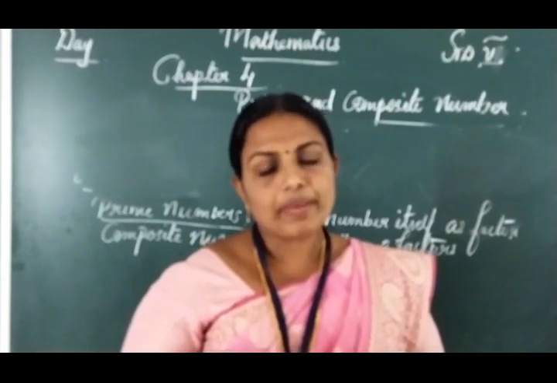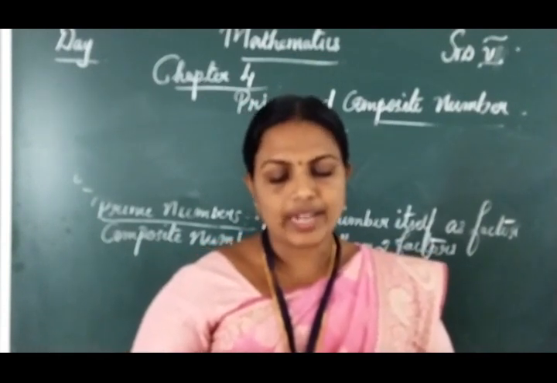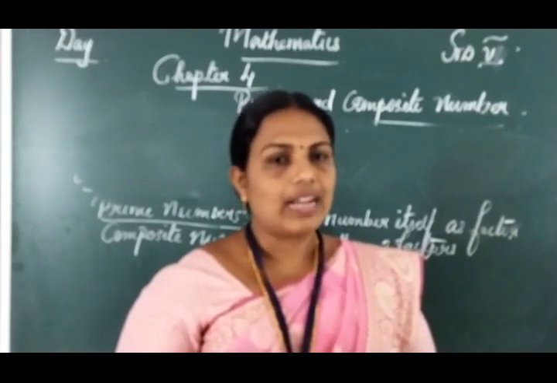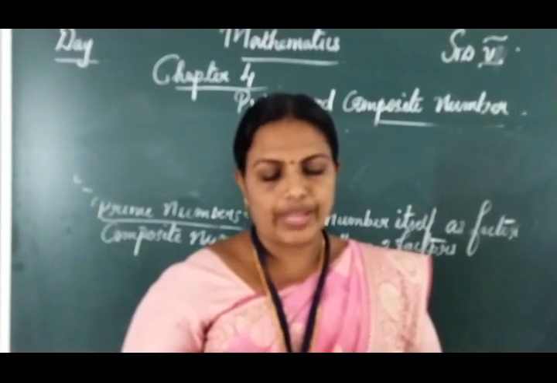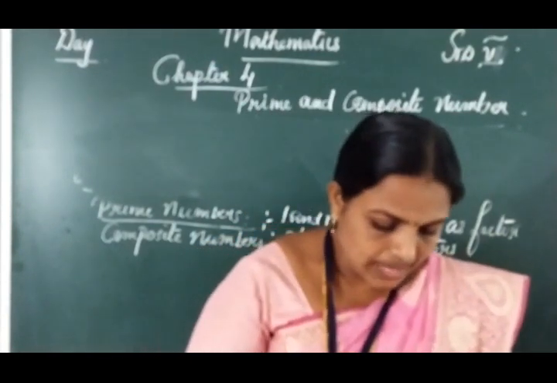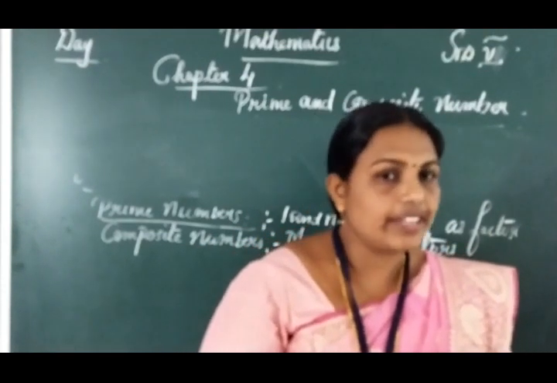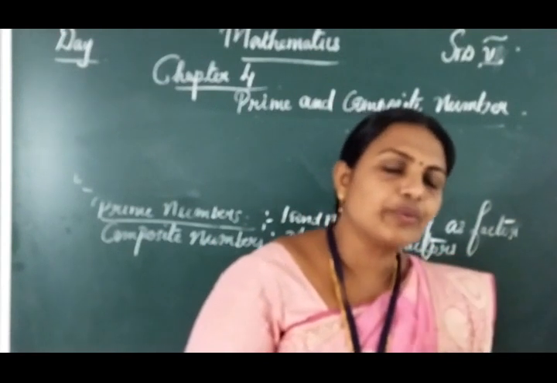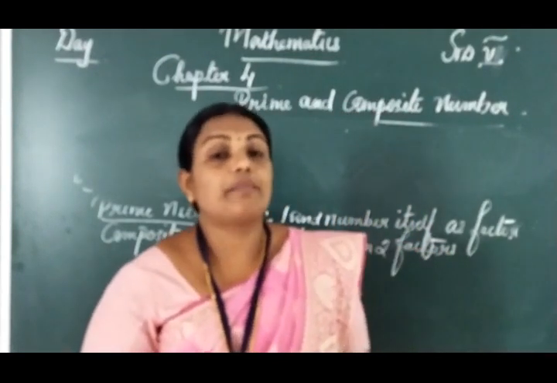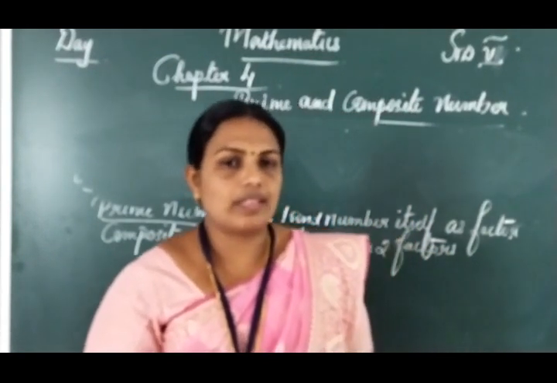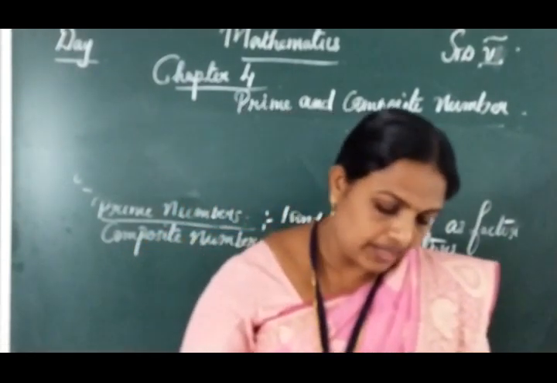Next, look. A composite number has factors other than one and itself. Other than one and itself. Composite numbers have more than two factors. Okay, in another condition.